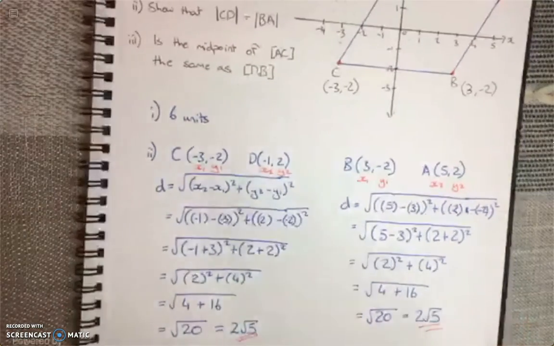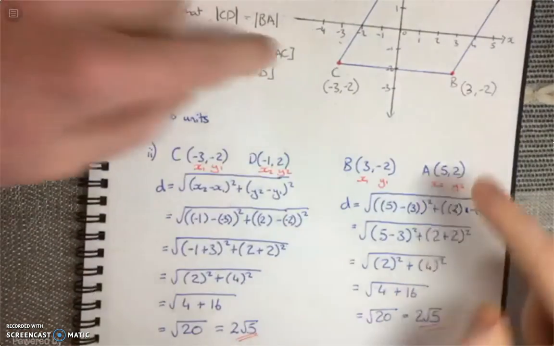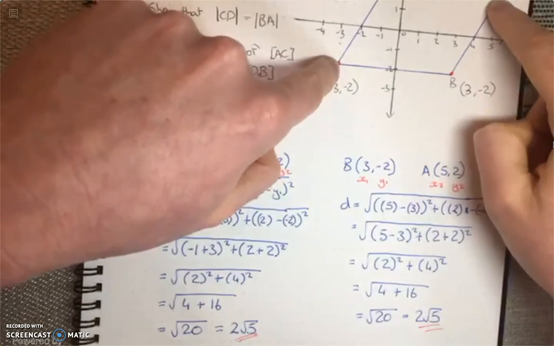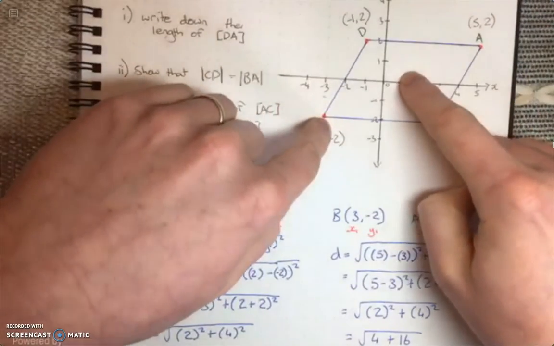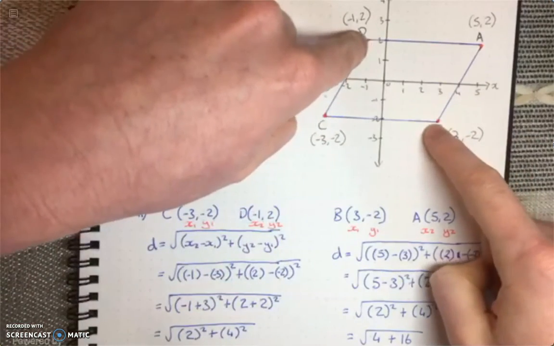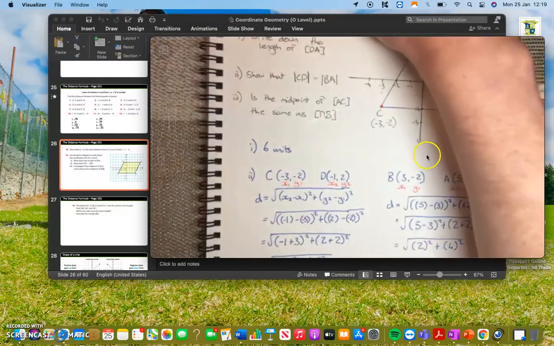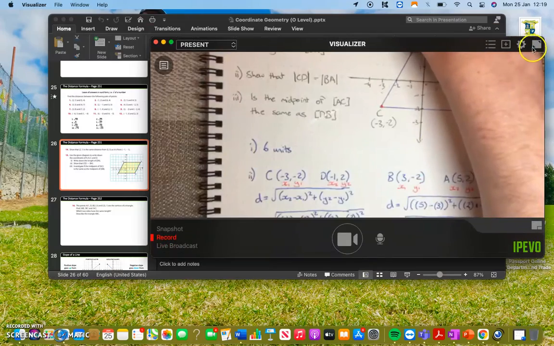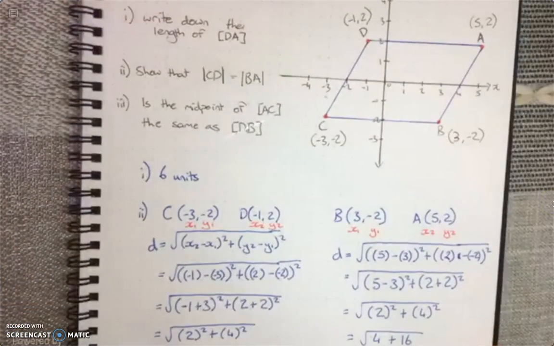Next up, it asks to find, is the midpoint of AC the same as DB? So the midpoint is from here to here, so it's going to be somewhere in the middle. And is that the same as going from here to here, somewhere in the middle? So I'm just checking for time. Yeah, I'm still good. So I'm going to have to do this one on the next page.